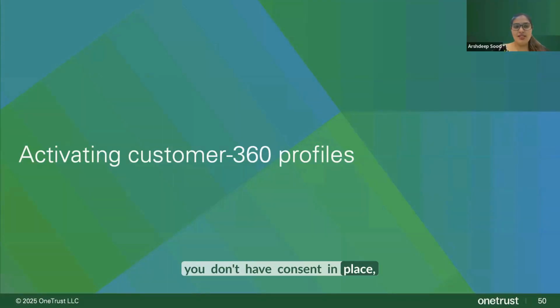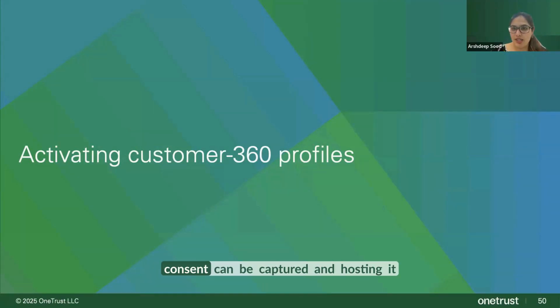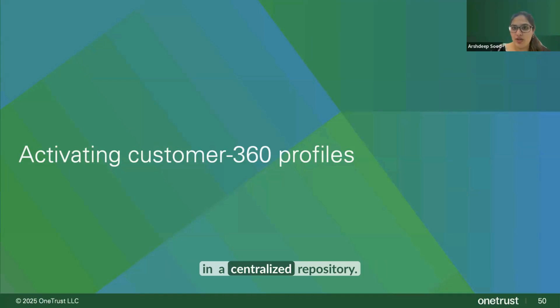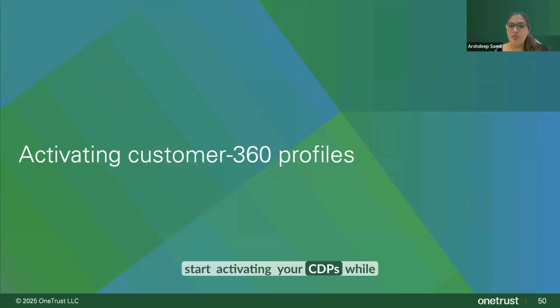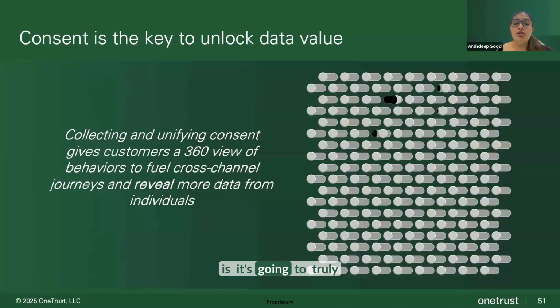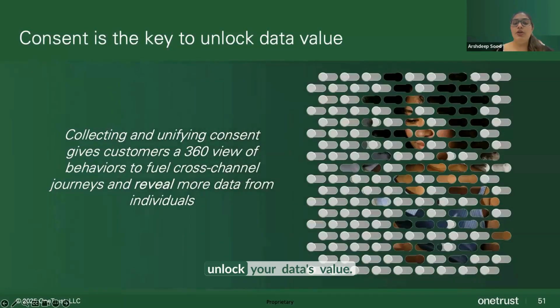If you don't have consent in place, there's no way you're going to optimize it. So first off, invest in consent capture and locating where consent can be captured and hosting it in a centralized repository. And then at the same time, start activating your CDPs while also thinking of your optimization strategies. And what that will do for you is it's going to truly unlock your data's value.